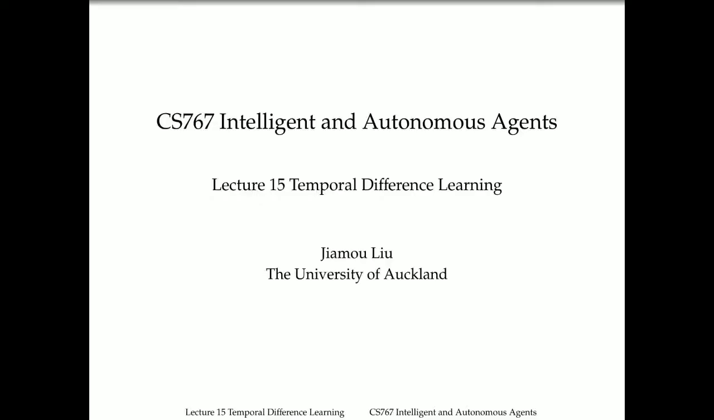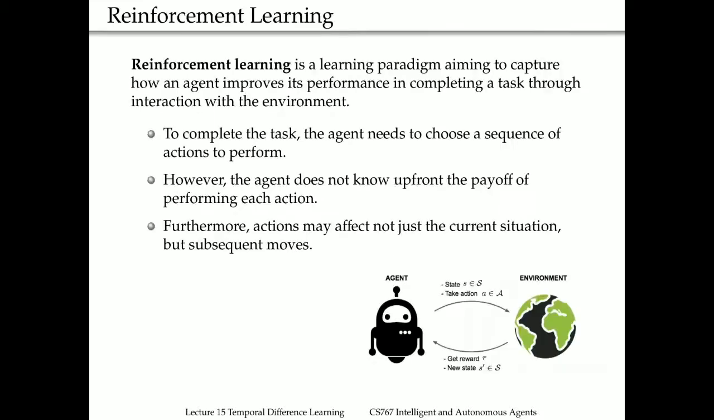Okay, so welcome to the last lecture of this course. So we are in lecture 15. We continue to look at the paradigm of reinforcement learning, and last lecture we've discussed one main paradigm of reinforcement learning, namely Monte Carlo methods. But we're going to see some potential problems with Monte Carlo method.